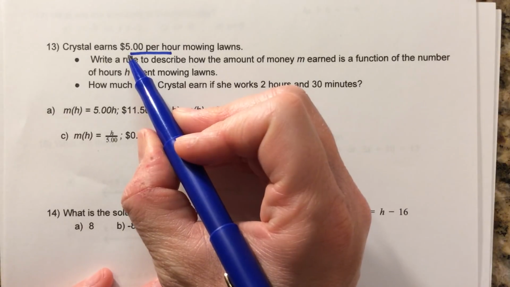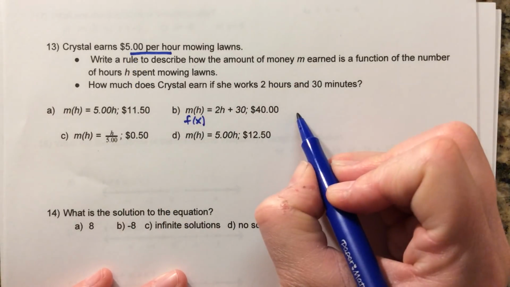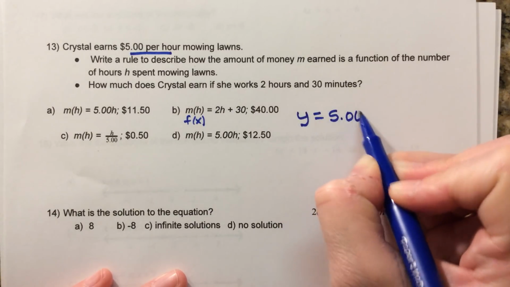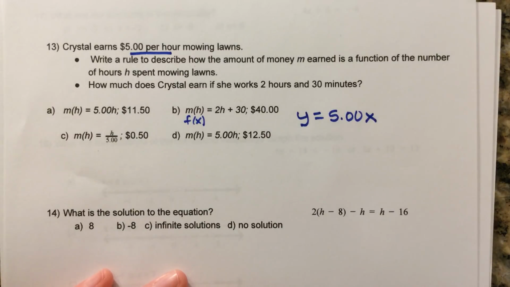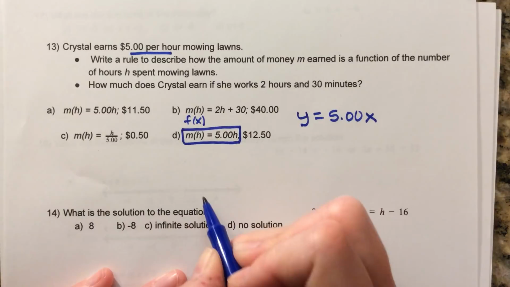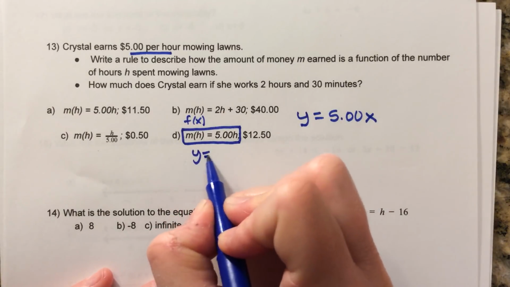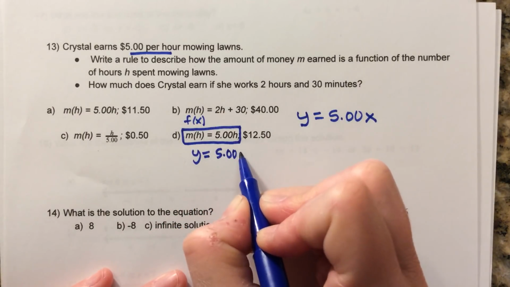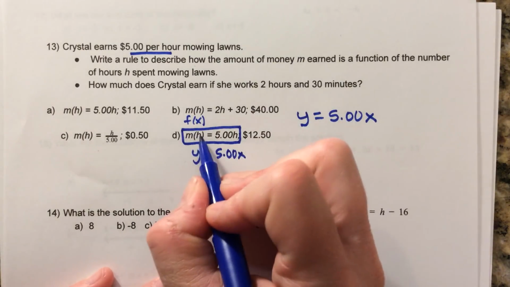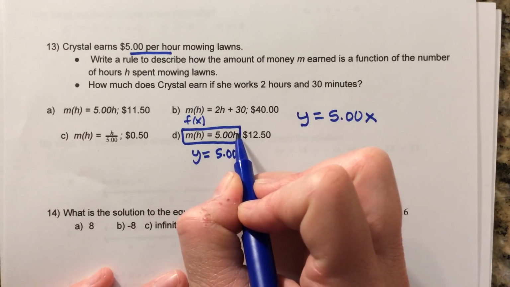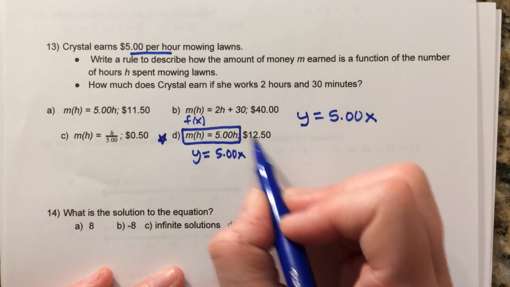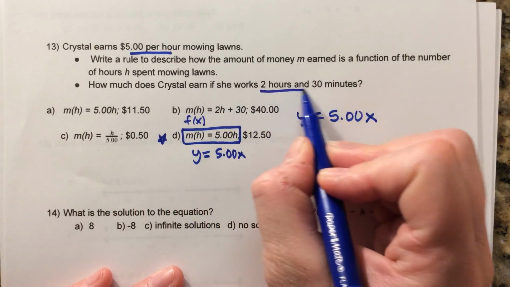So if I was to write an equation for Crystal earning $5 per hour, I could write the amount of money Crystal is going to make is equal to $5 per hour, or times the hours. And if you look at your choices, that looks just like this one. Instead of the m of h, I could say y equals, and instead of the h for hours, I could call it x. So it's the same thing. This is how much money she's going to earn, working $5 per hour. Now the second part, what makes D correct here is with the second part, it's asking how much does Crystal earn if she works 2 hours and 30 minutes.